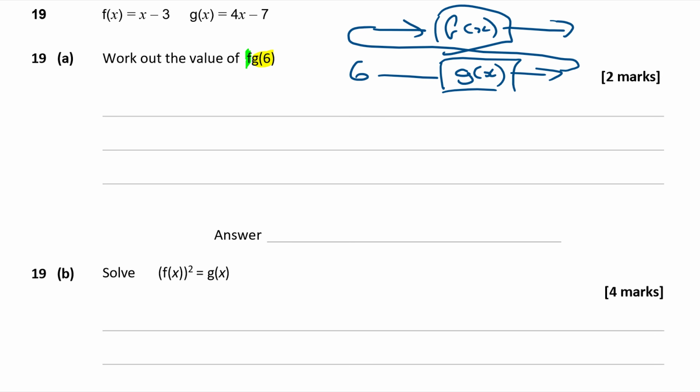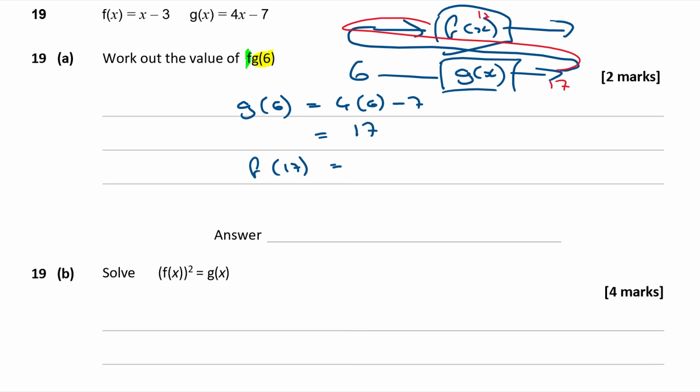Okay, so I'm going to take 6 and I'm going to put it in g first. So g of 6, that's equal to 4 lots of 6 minus 7. So 4 6s are 24, take away 7, that's 17. And then if 17 came out of here, I would loop it back and feed it into f of x. So I'm going to find f of 17 now and see what I get. So what is f of 17? F of 17 is going to be 17 minus 3, which is 14. So the answer is 14.